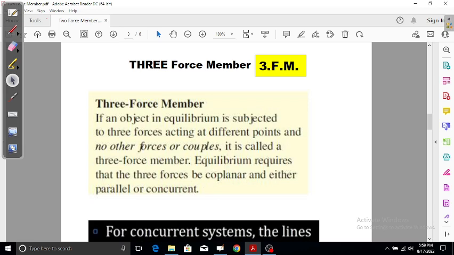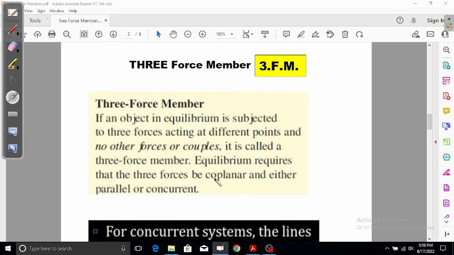So equilibrium requires that the three forces be coplanar, which means they have to be in a single plane, XY or YZ, whatever it is, it has to be coplanar. If it is non-coplanar, it will not be treated as a three-force member. In that coplanar force system, if all three forces are parallel, it will still be treated as a three-force member. And if the three forces are concurrent, it will still be treated as a three-force member.